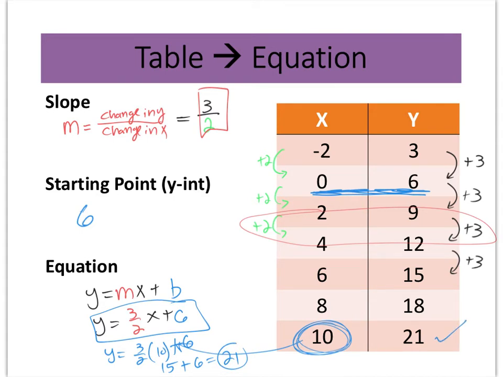Core idea here, the slope is the change in y divided by the change in the x. The change in the y values divided by the change in the x values to get our slope. And we can find the starting point pretty easily too.